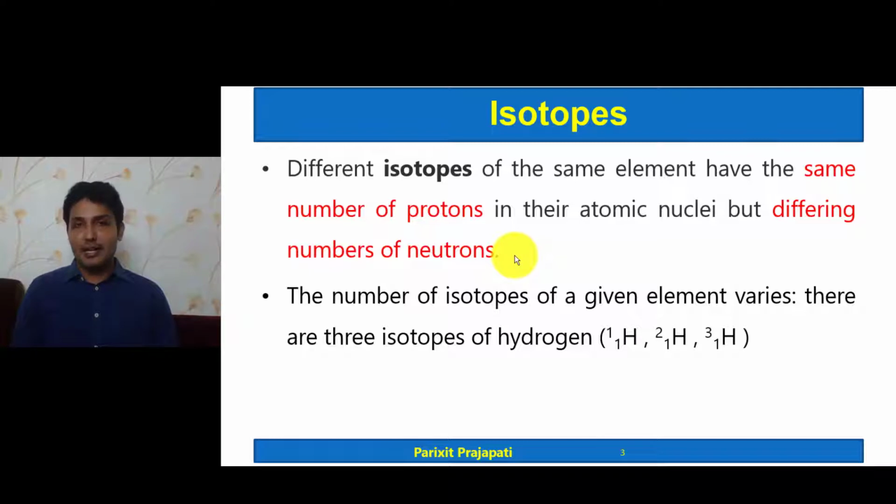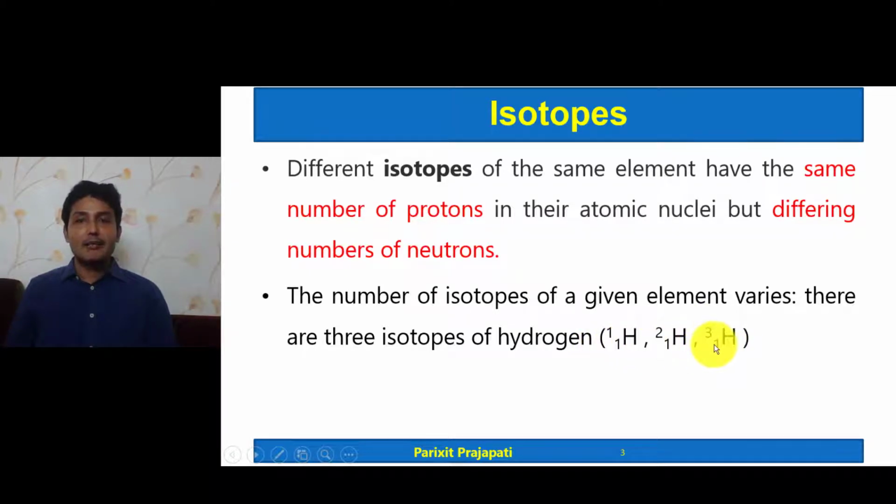Now, what is atomic mass? Atomic mass is the number of protons plus the number of neutrons. So here, due to the difference in the number of neutrons, they will have different atomic mass. So there is a change in the number of neutrons. For example, for the hydrogen element, these three isotopes are there: H1, H2 and H3.